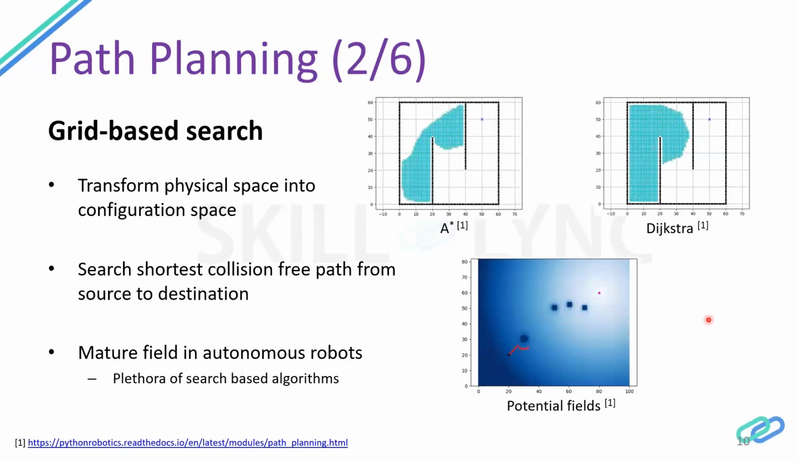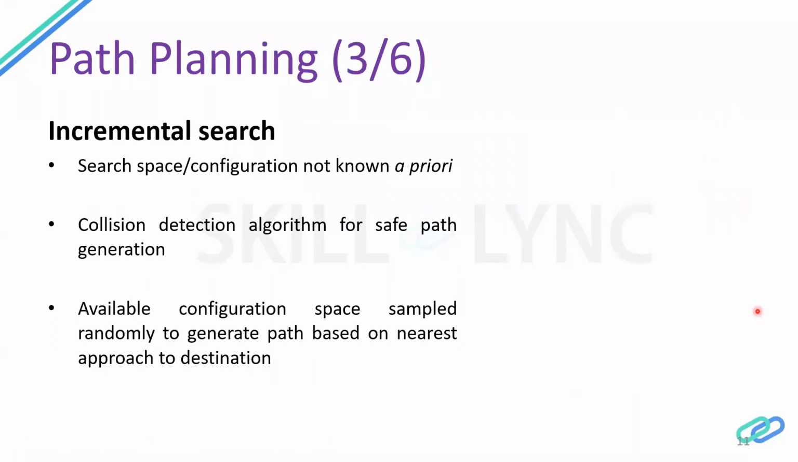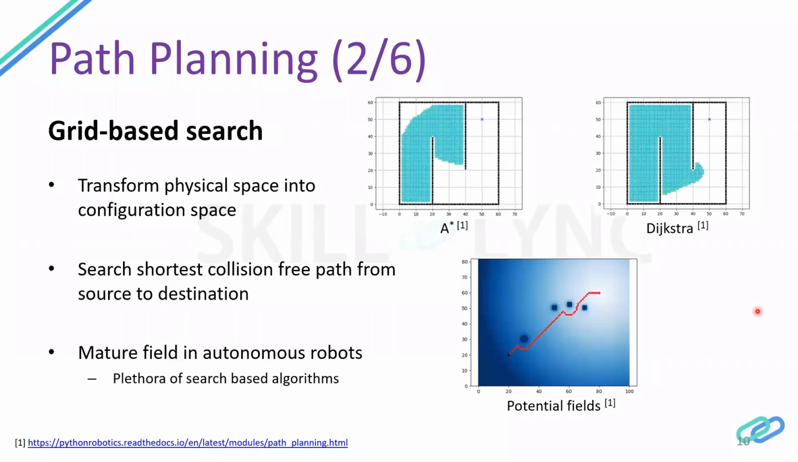So this is just a brief introduction on the grid-based search algorithms. Moving ahead, we have incremental search algorithms. So just going back once more, here what we see is that the entire environment and how it's laid out is known to the algorithm well in advance. So it knows where the obstacles are and everything in advance, and then it starts searching.